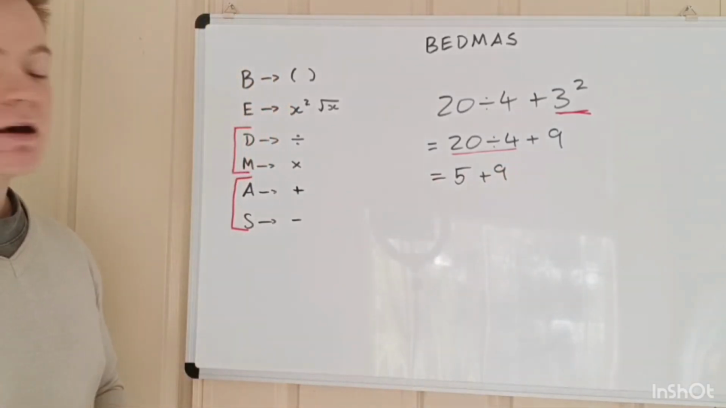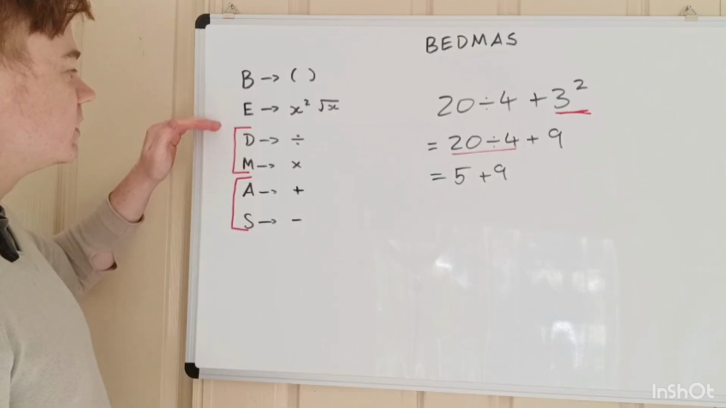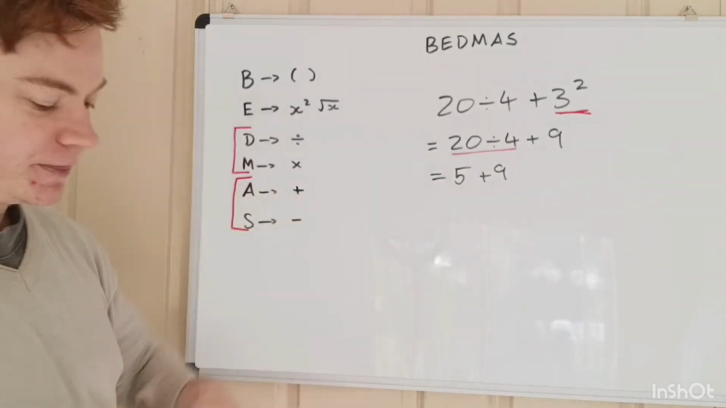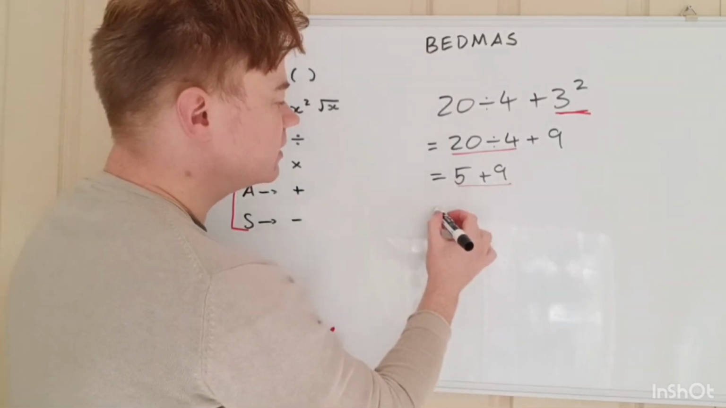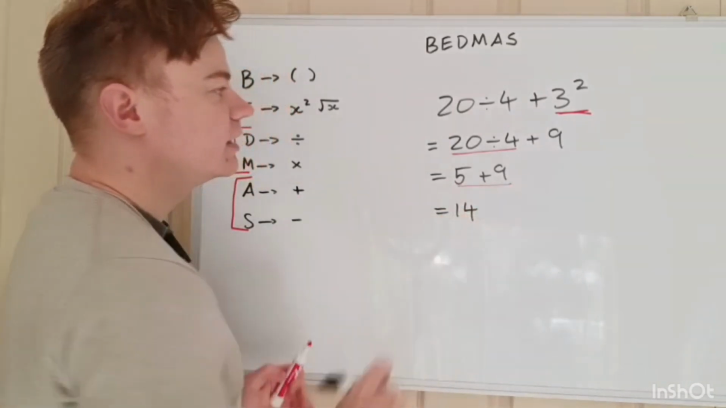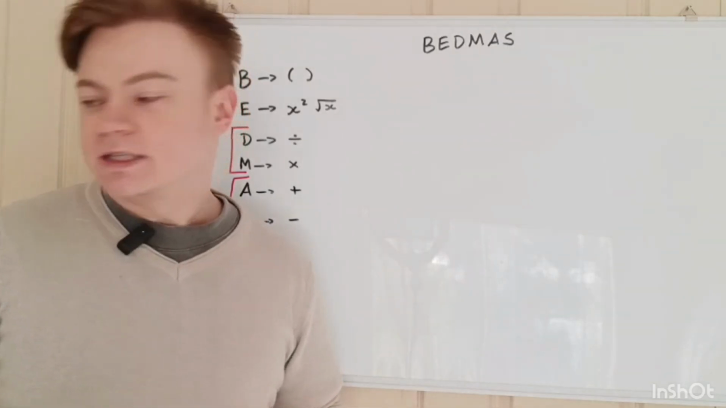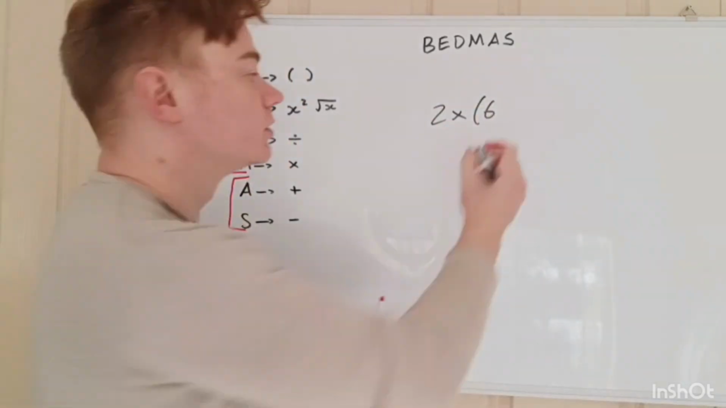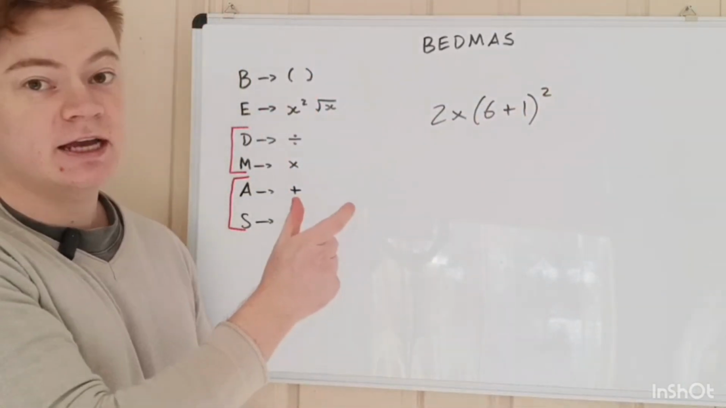And then we go down our BEDMAS line again. No brackets, no exponents, no division, no multiplication, and we do have an addition here. So we just do 5 plus 9, which gets us to 14, and we're done. Okay, we'll try 2 more examples. So the next one is 2 times 6 plus 1 in brackets squared.